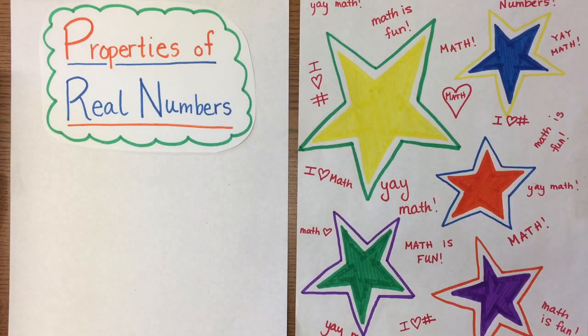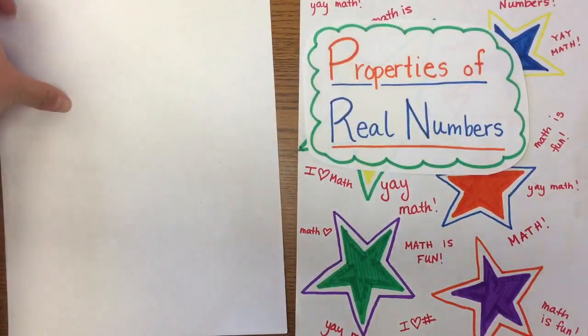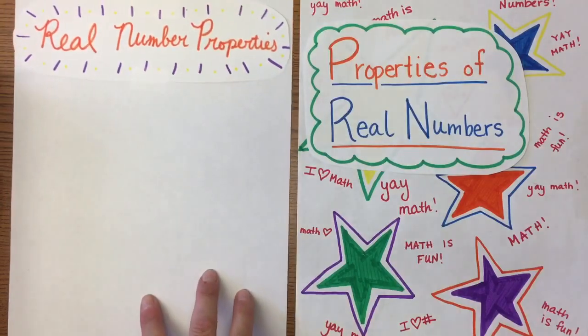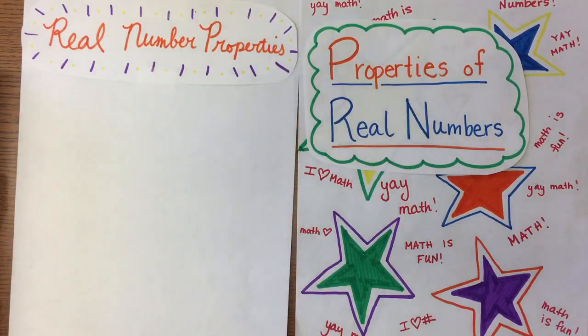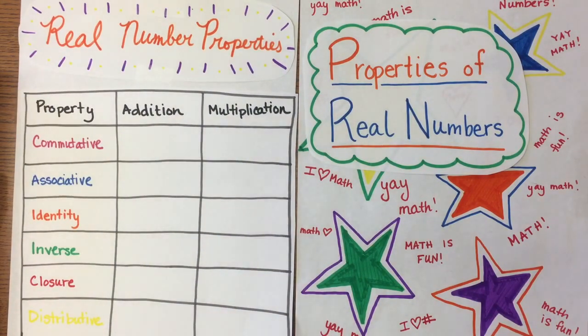Hi, welcome back. We're continuing to talk about properties of real numbers. In our last video, we talked about the sets that real numbers may belong to. And in this video, we are going to continue on with real number properties. So these are going to be properties that are true for all real numbers. We're going to step through these one at a time in this video and talk about them, and in the next video we'll look at some examples.